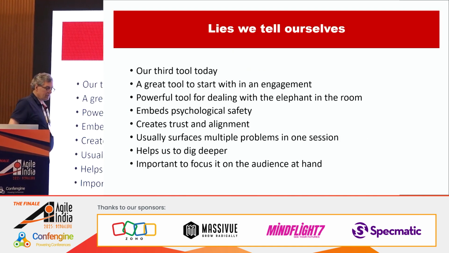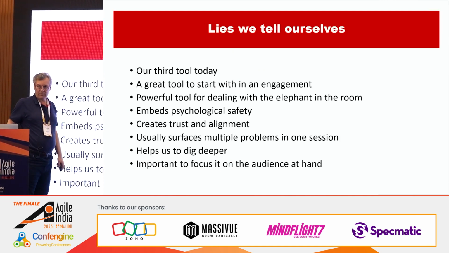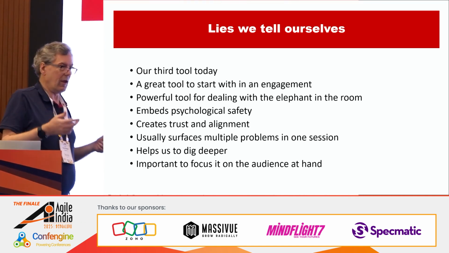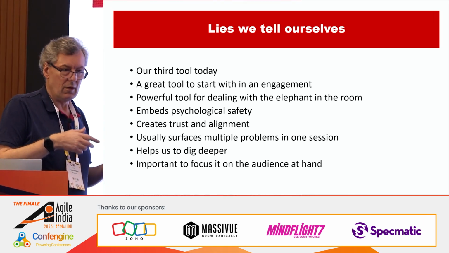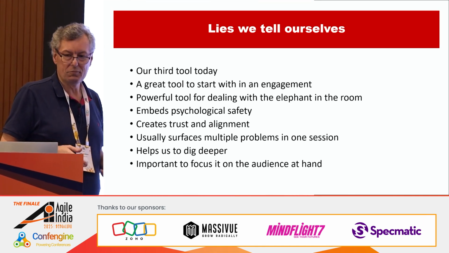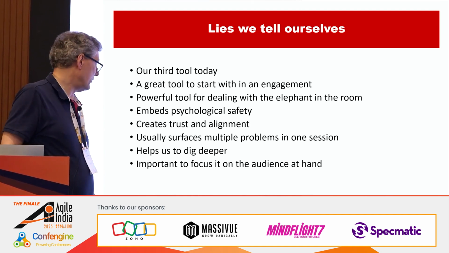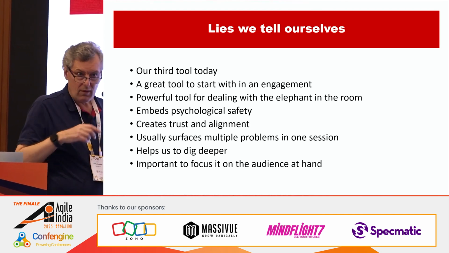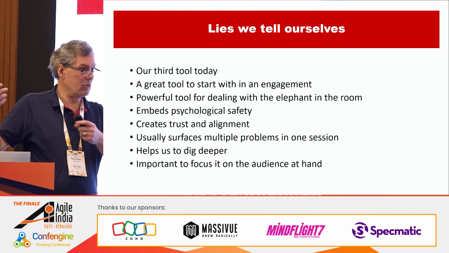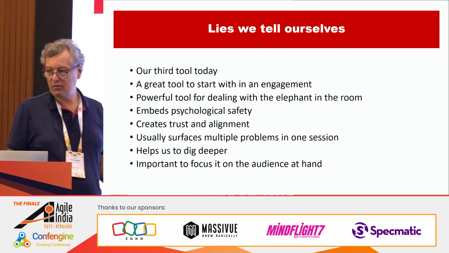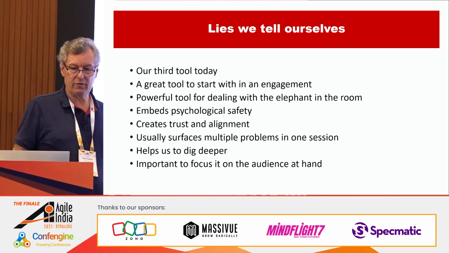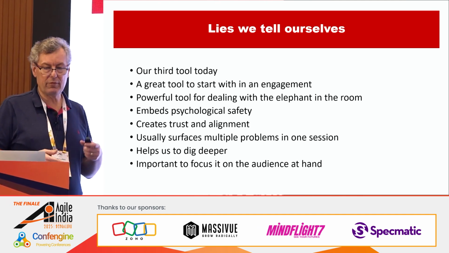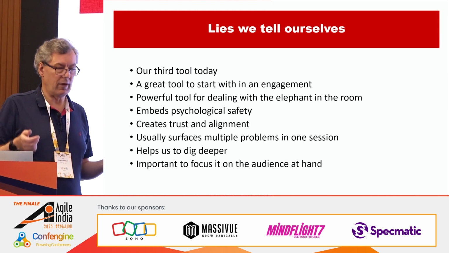So now on to the third tool. And this came up actually in the previous talk that I was in about executives saying one thing and doing something else, right? So again, this is a great tool to start in an engagement. And this brings out the elephant in the room. In talking about the vulnerable thing we really should be talking about, it helps to embed psychological safety. It creates trust and alignment because we're then talking about the right thing. We may well get multiple problems. Then we can dig deeper when we've got that out there.